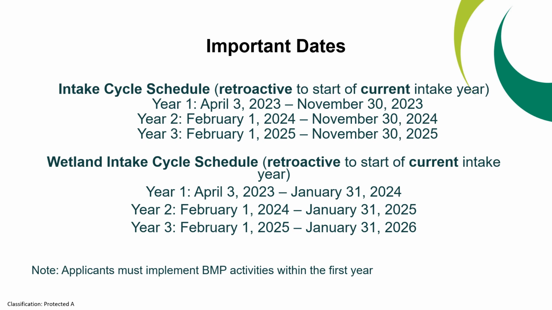Projects cannot be applied for the following year. So if an applicant applied for a BMP project in 2023, it cannot be for a project they plan to implement in 2024. All BMP activities must be implemented within the year the application is received. So projects applied for in 2023 need to be implemented by November 30th, 2023. Or January 31st, 2024 for wetland BMPs.